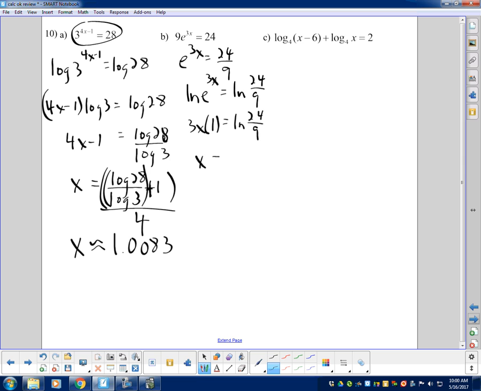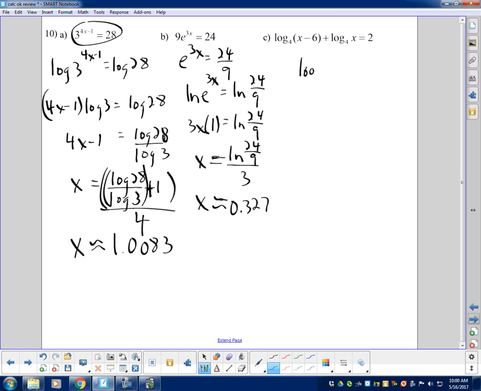Final step is divide ln of 24 over 9 by 3, and plug it into your calculator. Get x is about equal to 0.327. All right. C, you got to use the properties of logarithms first to make this into a single logarithm.